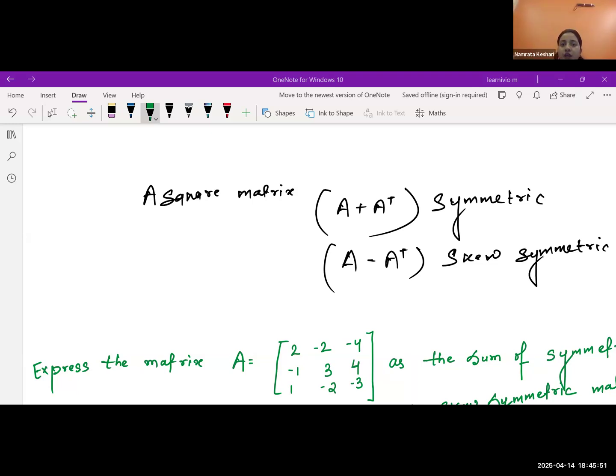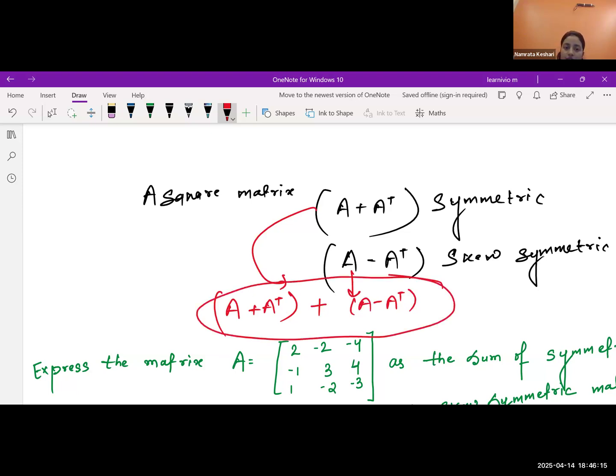Now we are trying to do one arrangement: what if we take these two added together, will it give us A or not? If we take the first bracket, this one, and the other one, both added together, see what we are going to get. When we open the bracket, A plus A transpose plus A minus A transpose. Are you realizing, Ibrahim, that A transpose will cancel out? Yes, they cancel. We will end up having two A, but we want just A.